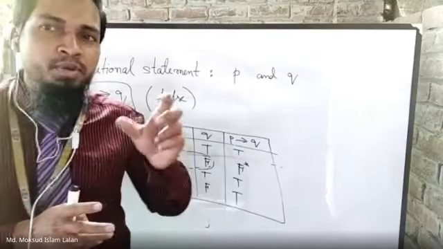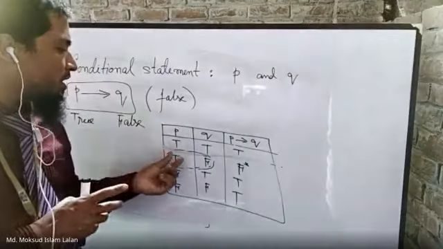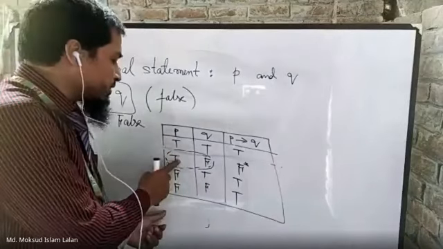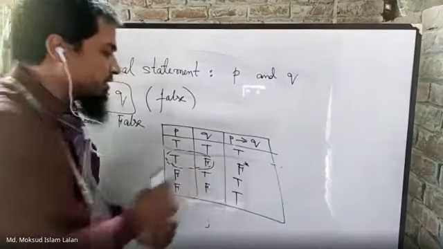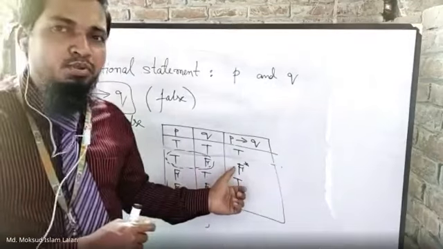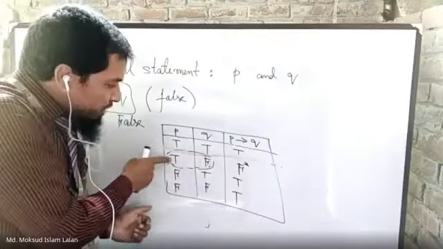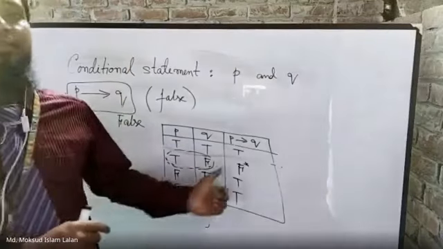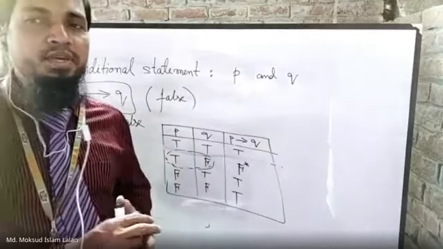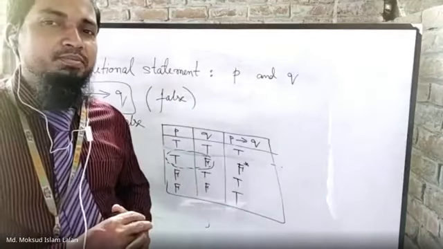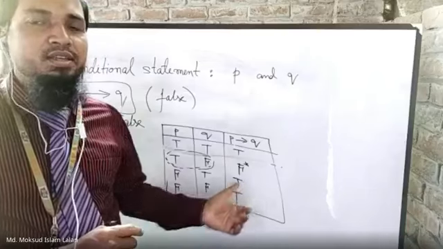Now maybe you can say this is a part of exclusive or. Exclusive or was like this: exactly one is true, then the result is true, right? But the conditional statement says another thing. If P is true and Q is false, then the result is false, and its name is the conditional statement or implication. Is it clear?